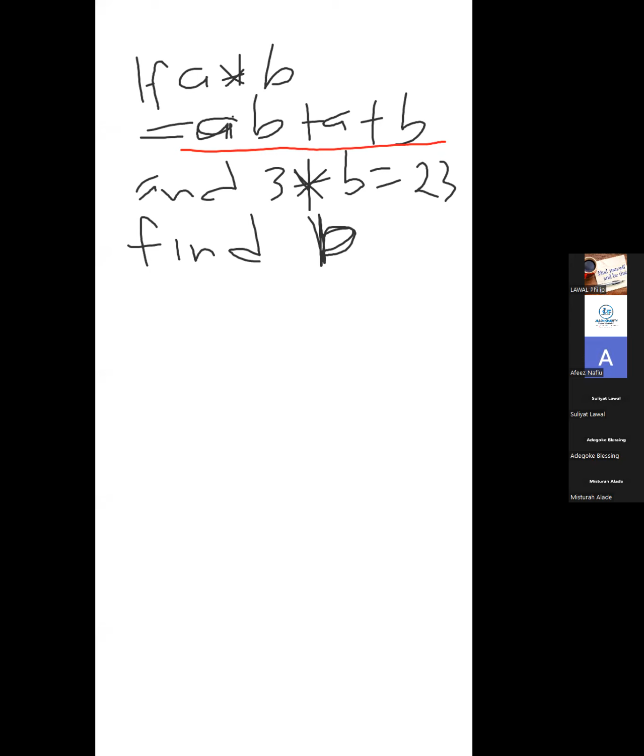So the 3 times B will be 3B plus 3 plus B. Then we collect like terms, we put the 3b plus b, and we take the other 3 going to the 23. That would be 23 minus 3. That would be 4b. So 4b equals 20. That's 23 minus 3 is 20. So we have to divide both sides by 4. That would be 5. That's correct. Very correct. Anywhere you see A in that formula, you put 3 and B retains its original value.